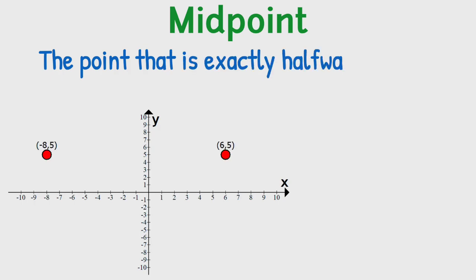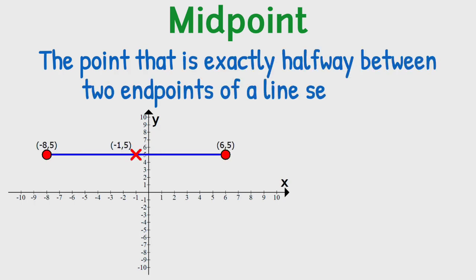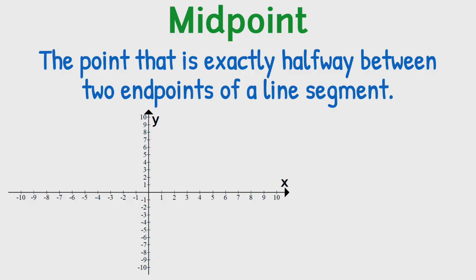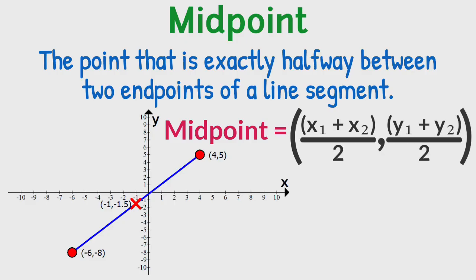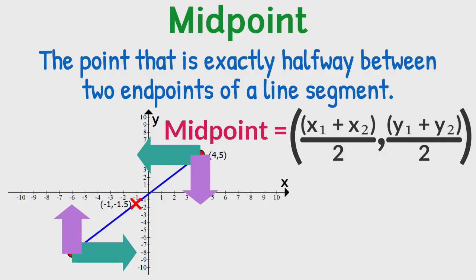Midpoint. The point that is exactly halfway between 2 endpoints of a line segment. On the coordinate plane, the midpoint is found by averaging the x-coordinates and averaging the y-coordinates of the 2 endpoints. Midpoint equals the quantity x sub 1 plus x sub 2 divided by 2, and the quantity y sub 1 plus y sub 2 divided by 2. Think of the midpoint as the halfway mark of a road trip. If you know your starting point and your destination, the midpoint tells you exactly where you will be when you are halfway there.